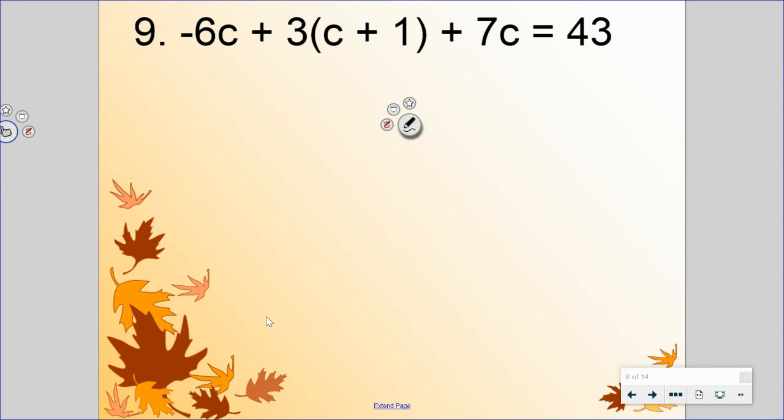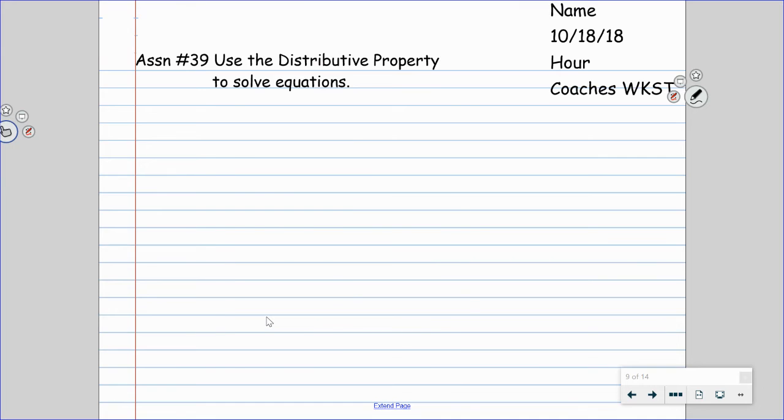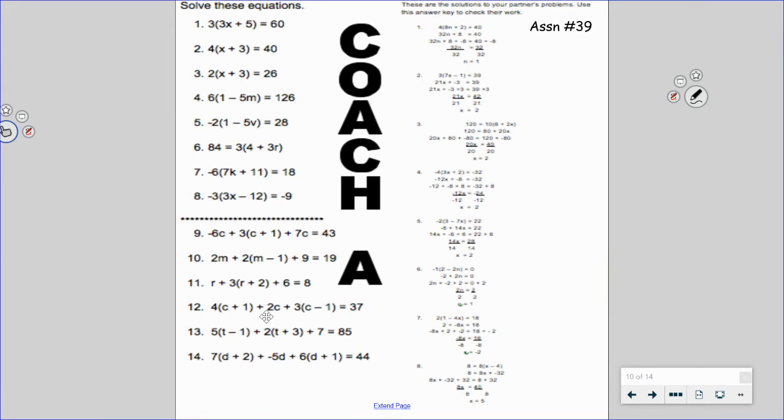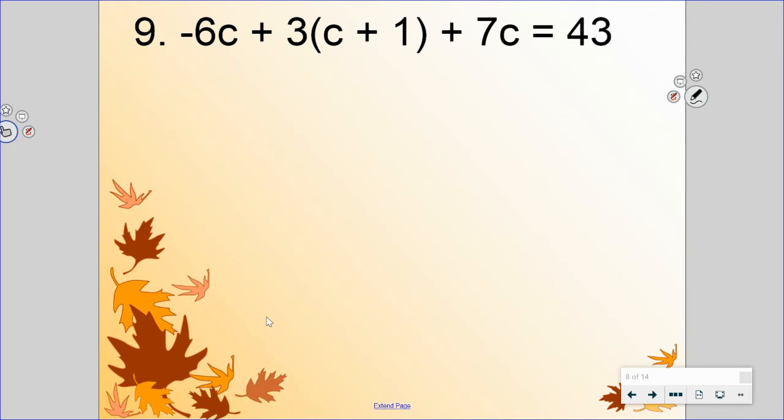Onward. Here is the big fella. If you were to go to your coaching worksheet, I'll explain in a moment. I'm going to pop all the way down to number 9. Maybe I'll come back to this problem. If you can do number 9, you can do anything on this page.